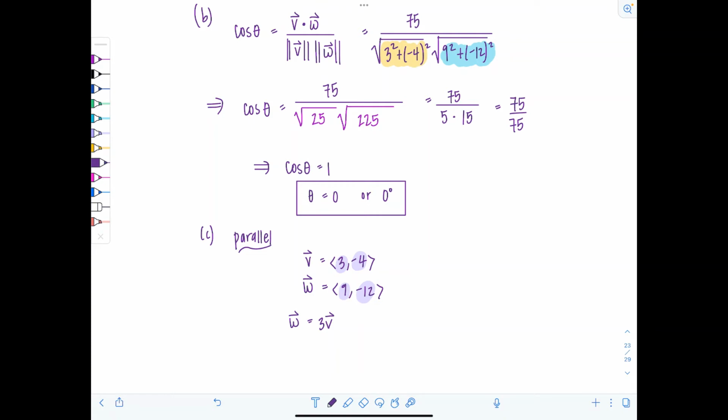So you don't need to use the formula that we used in part B. I just did it because I'm an obedient math student, right? So when the directions tell you to do something, you do it. That's how you do well in math.